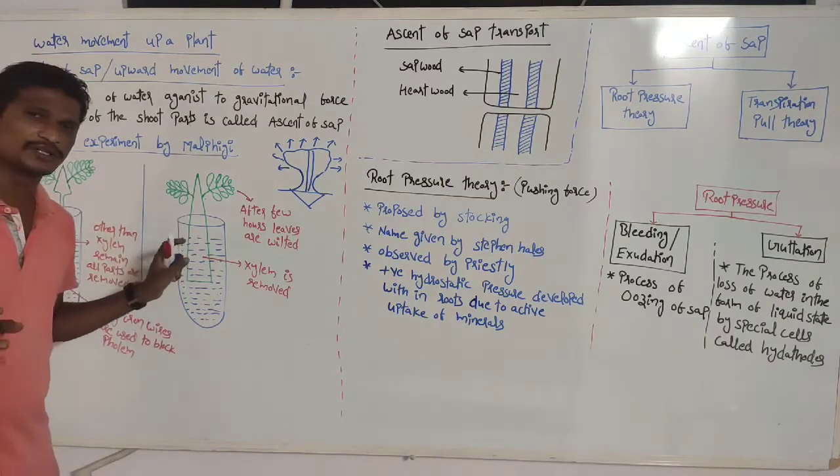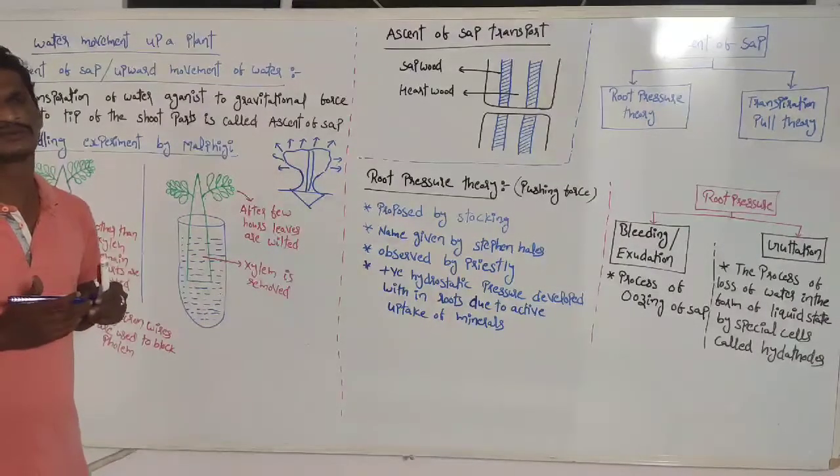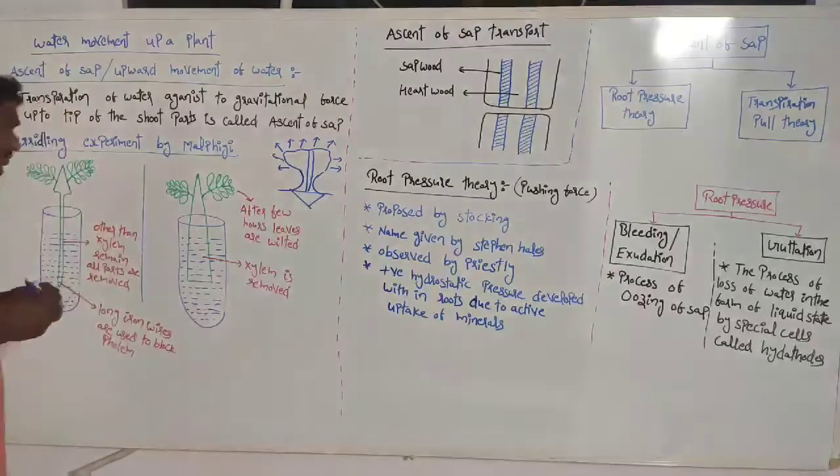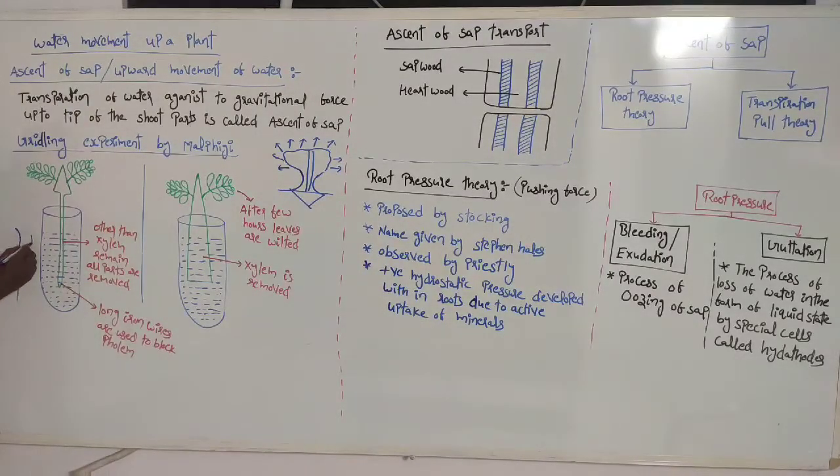Remember, the phloem part is also blocked. Here the phloem part is blocked by the usage of wax, the wax is penetrated into the phloem part. So once the phloem is blocked, there is no food transportation. The xylem is there; we have not destroyed the xylem part. That particular part is kept in a test tube, and the test tube contains water.